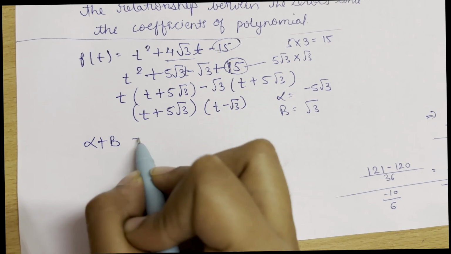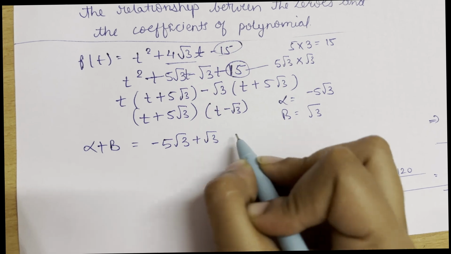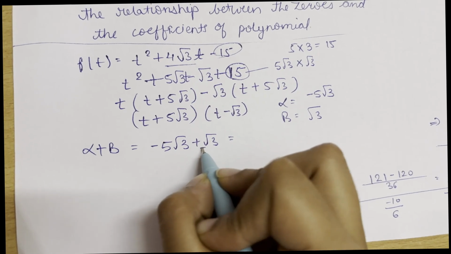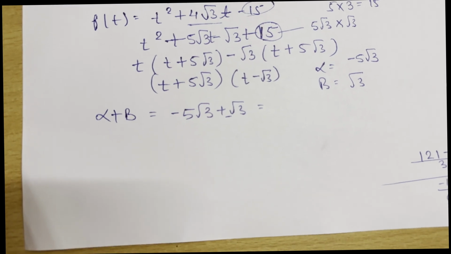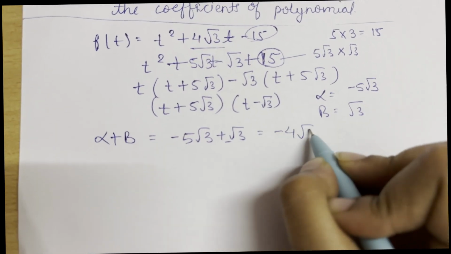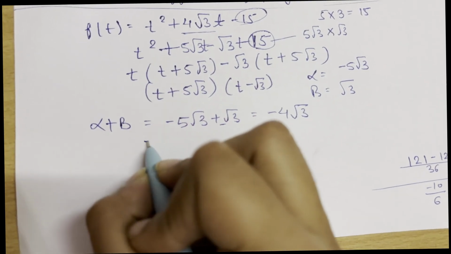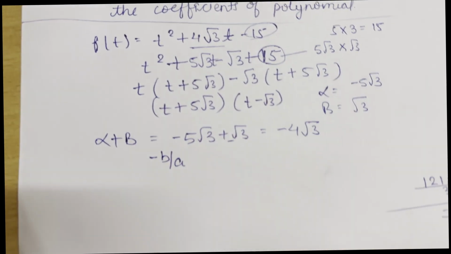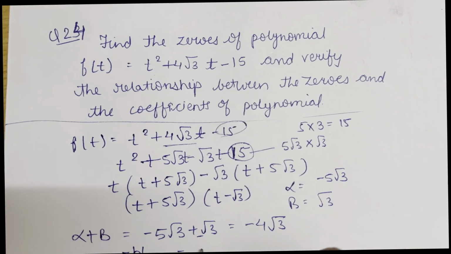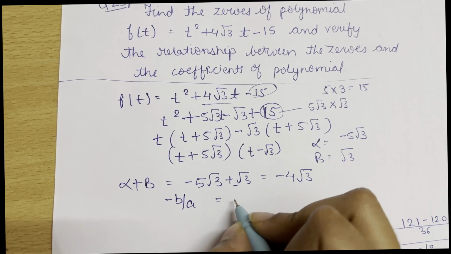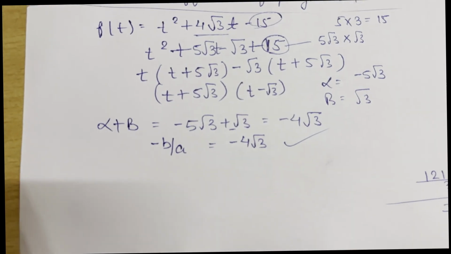Alpha plus beta, first of all: minus 5 root 3 plus root 3 gives minus 4 root 3, and since nothing is written before t square, we assume the coefficient is 1. Now taking the actual relationship, alpha plus beta equals minus b by a. Here the value of b is 4 root 3 and a is 1, so it equals minus 4 root 3, and this relationship has been verified.